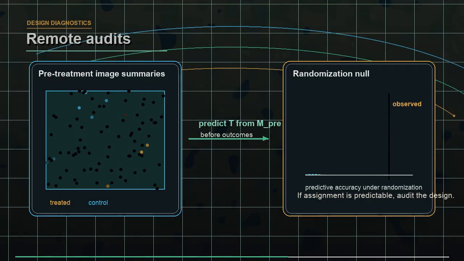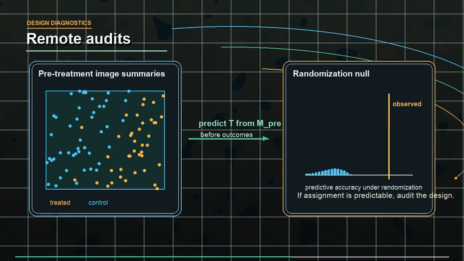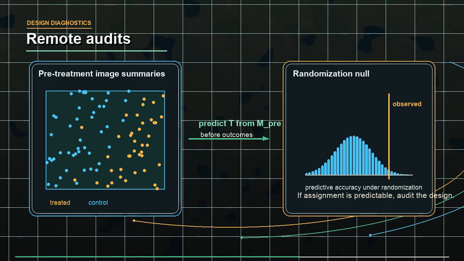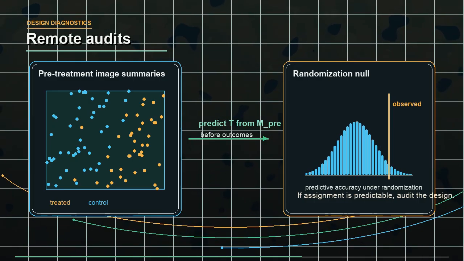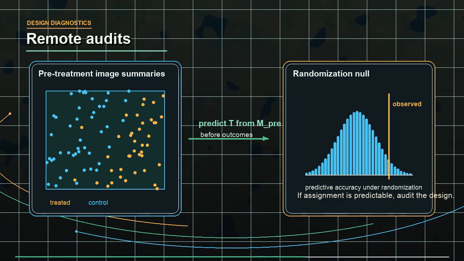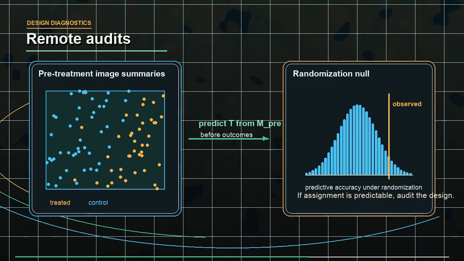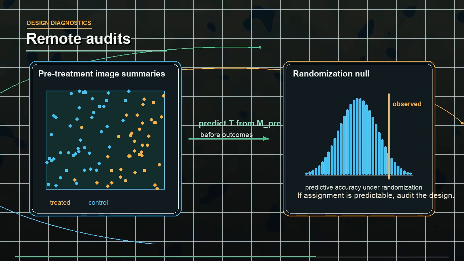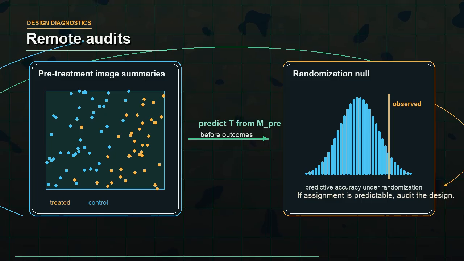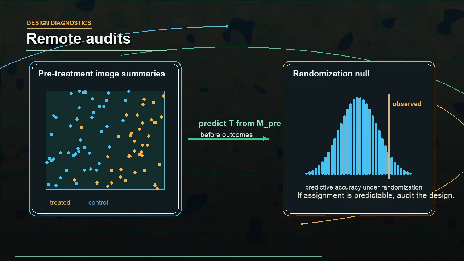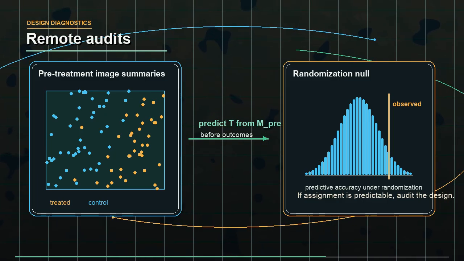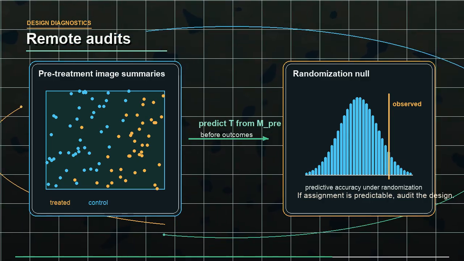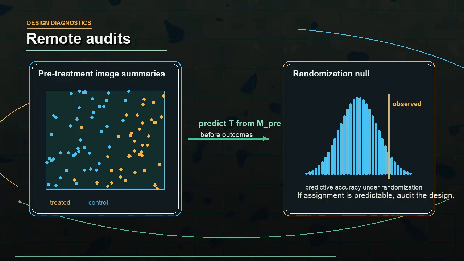For randomized trials, PCI creates a new diagnostic, the remote audit. Before outcomes are analyzed, ask whether pre-treatment imagery can predict treatment assignment, missingness, or selection into the sample. If the answer is no, the imagery is consistent with the design. If the answer is yes, the audit does not automatically invalidate the study, but it points to a concrete place to look: re-randomization, balance checks, documentation, or design adjustment. This is satellite imagery serving the credibility of the causal design.